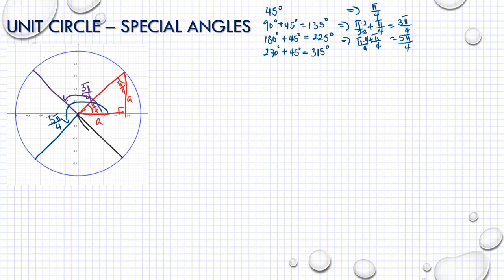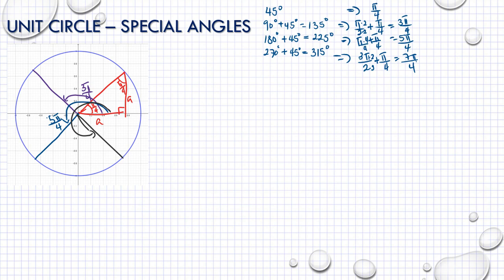And then for the last one, the gray one, there, we have 270, that is 3 pi divided by 2. 3 pi divided by 2 plus pi divided by 4 is equal to, by 2 there, by 2, that's 6, 7 pi divided by 4. That is what we're going to do.